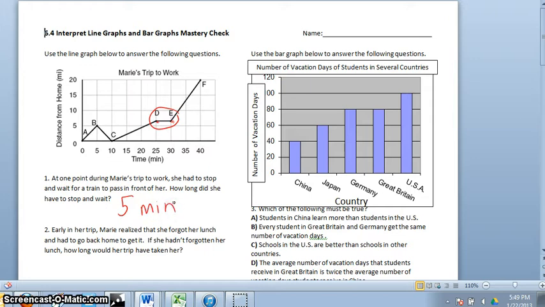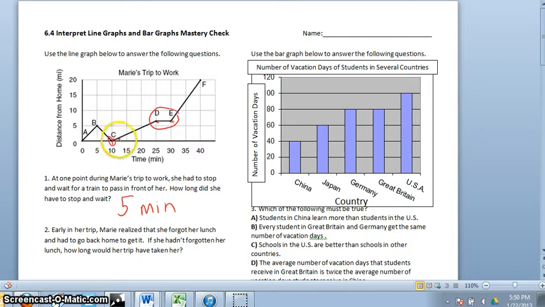Number 2, early in her trip, Marie realized that she forgot her lunch and had to go back home and get it. If she hadn't forgotten her lunch, how long would her trip have taken her? Okay, so first I'm going to try to figure out where she's forgetting her lunch and has to go back to get it. And I know that if she has to go back home, she's going to get closer to 0 as opposed to getting farther from 0 to closer to work. So I see that happen right here, right? She leaves and then she comes back, and right there she is home again. At point C, she is at home.